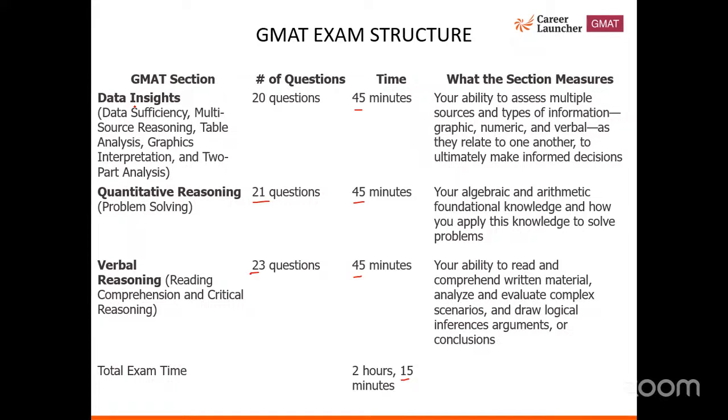On the quantitative, you have problem solving. It's a regular math problem. 5 answer choices are given to you. You have to solve for value. 1 correct response is provided. Geometry is no longer part of your syllabus.